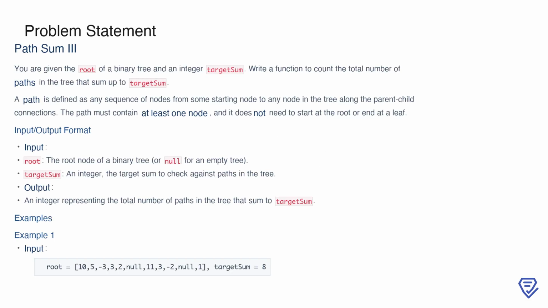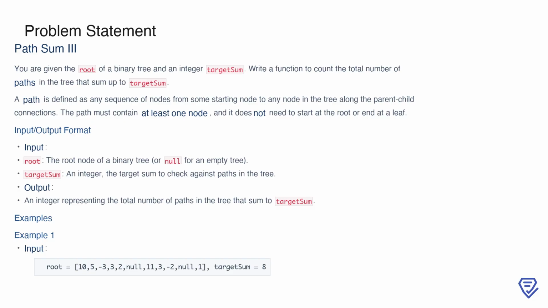Let's get started. In this problem, we are tasked with finding the number of paths in a binary tree where the sum of the node values along the path equals a given target sum. A path is defined as any sequence of nodes connected through parent-child relationships. Importantly, the path can start and end at any node within the tree, and it must contain at least one node. The inputs to the problem are the root of the binary tree and the target sum.